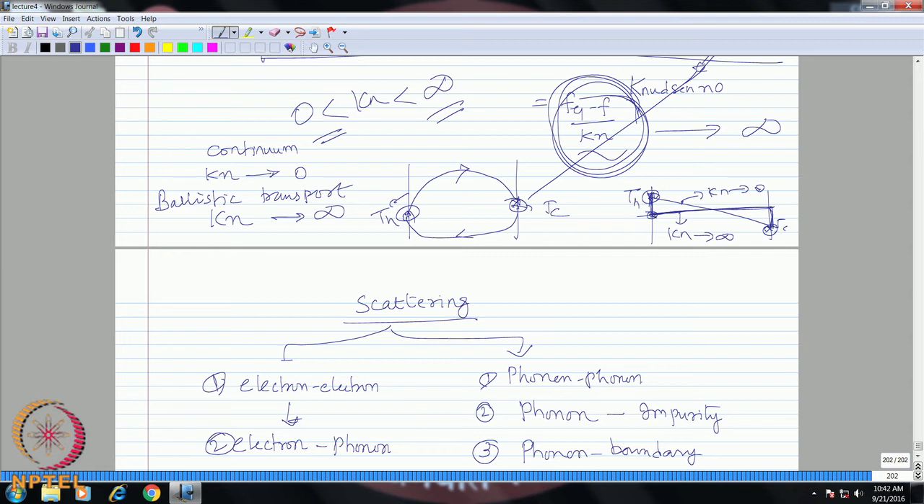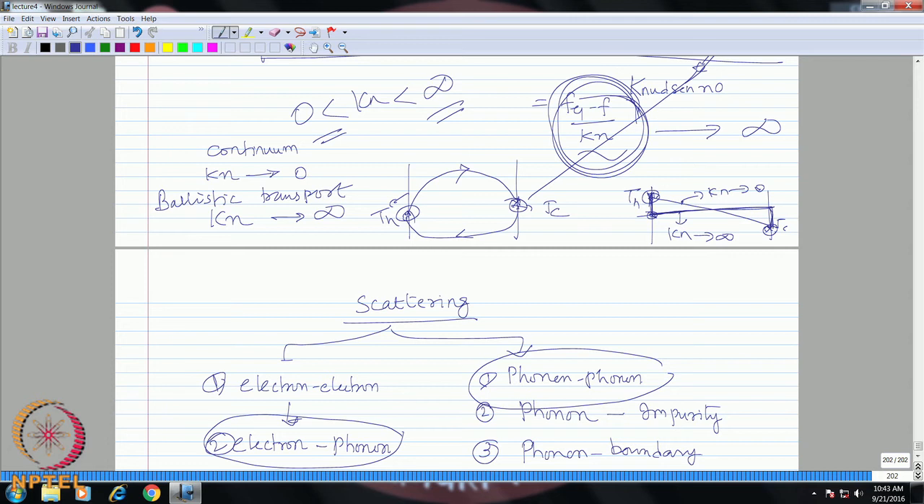So, in order to understand physically things like electrical resistance and thermal resistance, you have to look at the individual scattering. For example, electrical resistance can be explained by the electron-phonon scattering, and similarly the thermal resistance can be explained by means of phonon-phonon scattering.